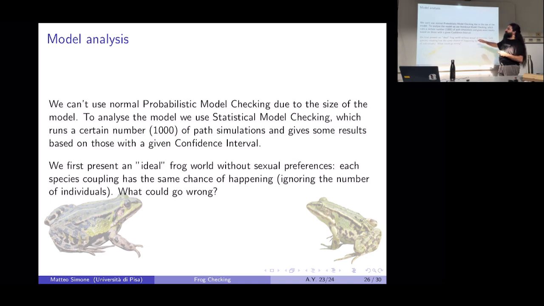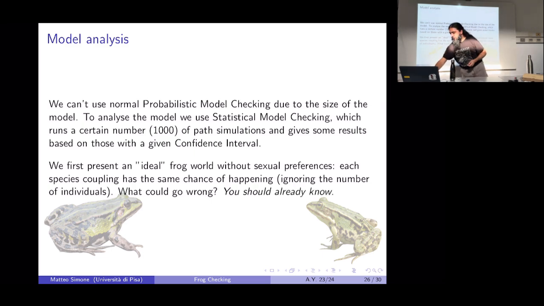Our first experiment is an ideal frog world without sexual preferences. You should already know what could go wrong in a world where frogs do not have sexual preferences, meaning that female frogs do not prefer one species over the other. What could go wrong, you should already know.